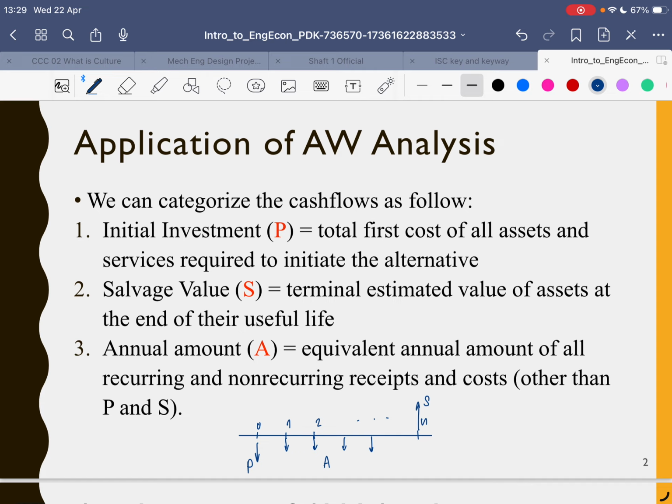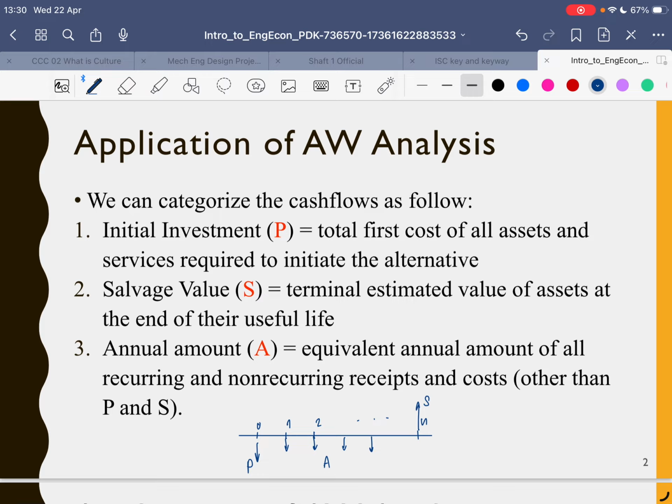The application of annual worth analysis is quite simple in the sense that maybe everyone, when you work, has not studied engineering economy. Therefore, you might need to have some common words to talk to others. So the concept of capital recovery is the equivalent annual cost of owning a productive asset plus the return on the initial investment over n periods at the rate of i per period.